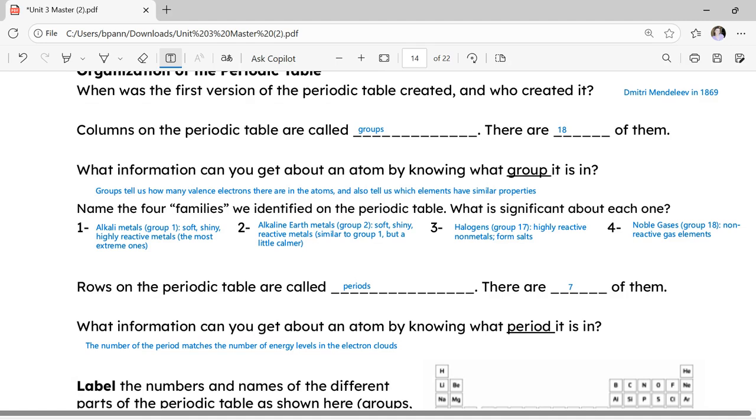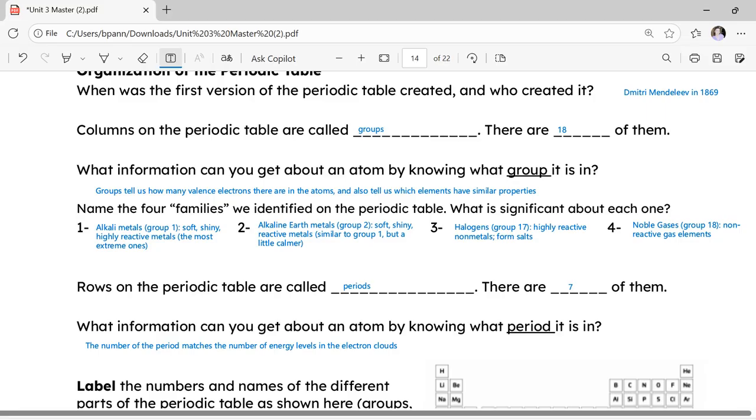On the opposite side of the periodic table, we have 2 additional families. We have our halogens, group 17. These are highly reactive nonmetals. They like to form salts. They typically have particular colors, and they can be either solid, liquid, or gas at room temperature.